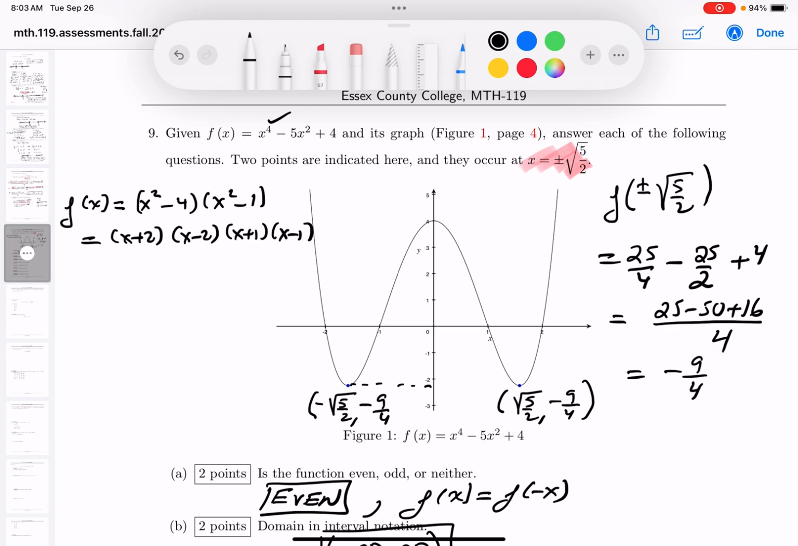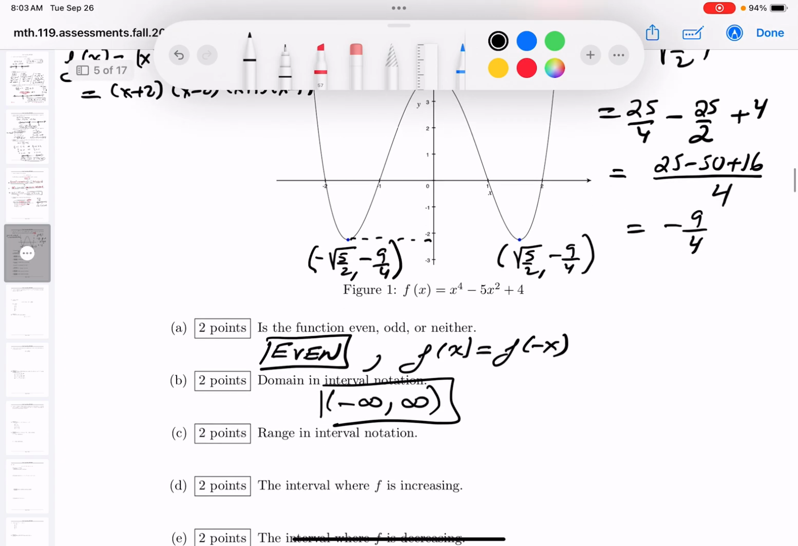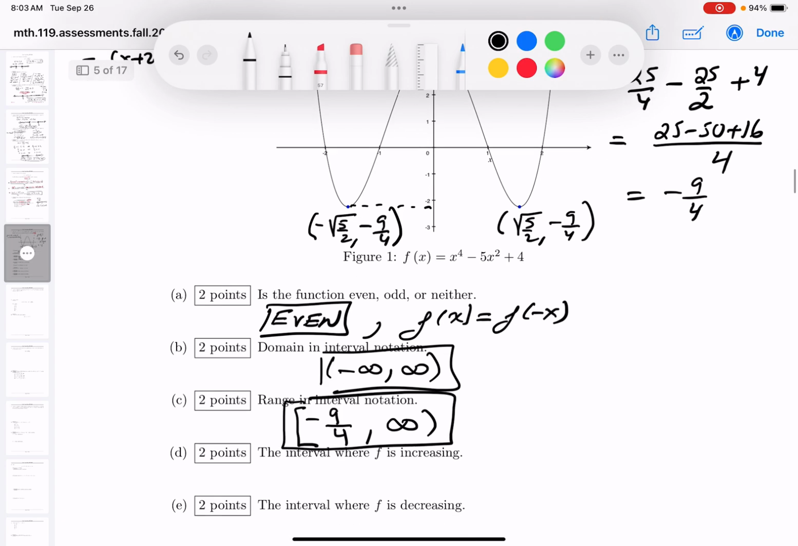Now, someone says, why'd you do that? To get the range. What's the range going to be? Well, it's going to start at minus 9 quarters. That's the lowest point it could be. It actually touches that value. There's a point there, and it goes off to infinity. That's done. All right?